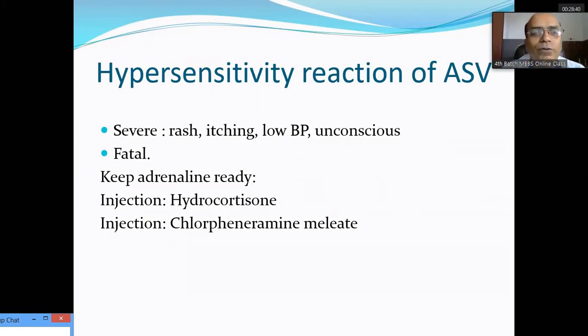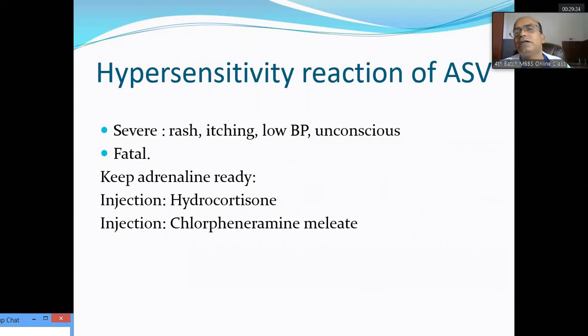One is, you have to be very watchful about the clinical features of immediate hypersensitivity reaction after starting anti-snake venom. These immediate features may be rash, itching, and decrease in blood pressure. If it is too much, the patient is unconscious. So if you are not aware of this, you may think that decreased blood pressure and unconsciousness is due to snake bite toxicity. So you have to be very watchful of rash.